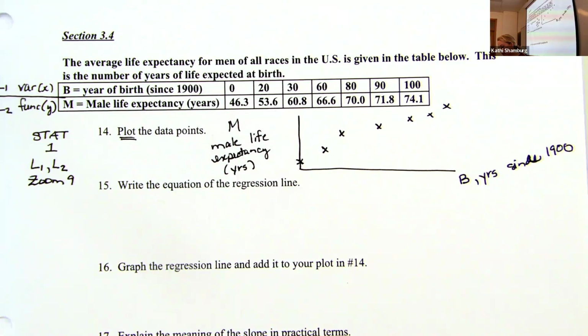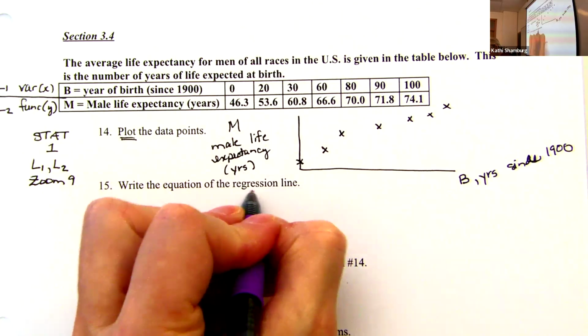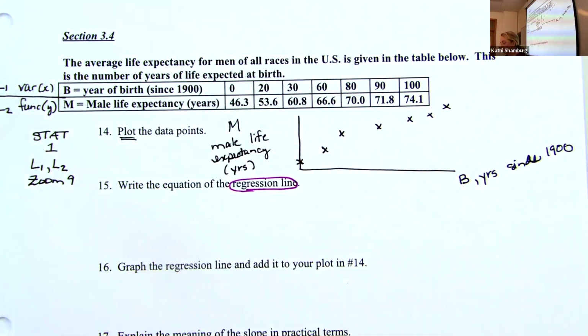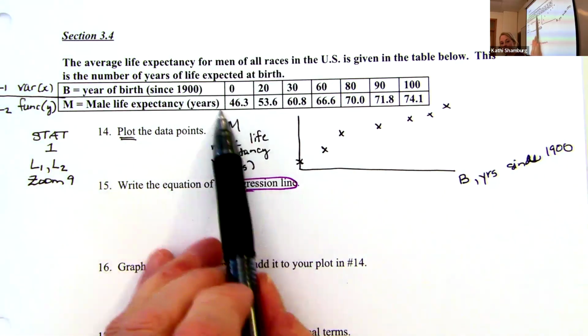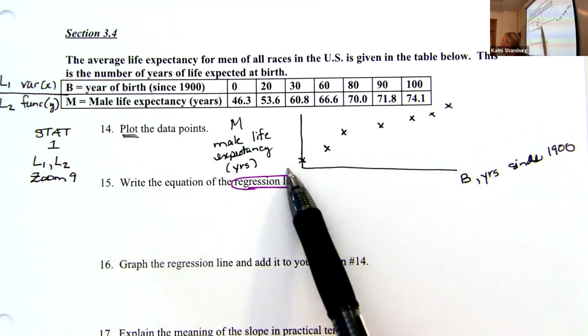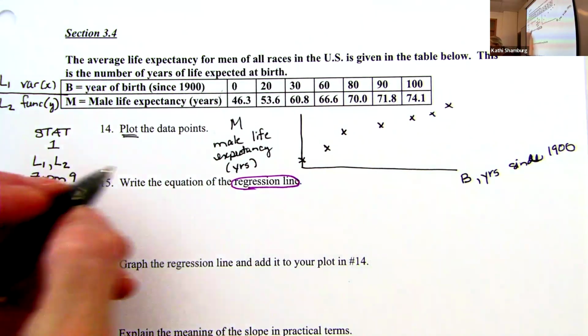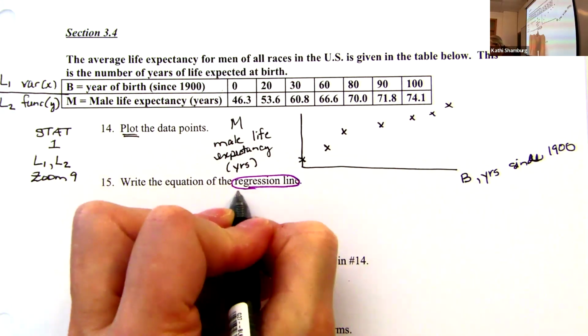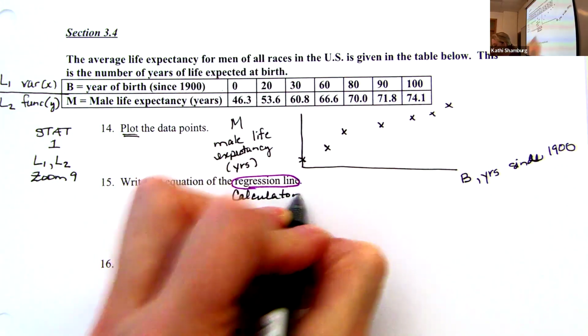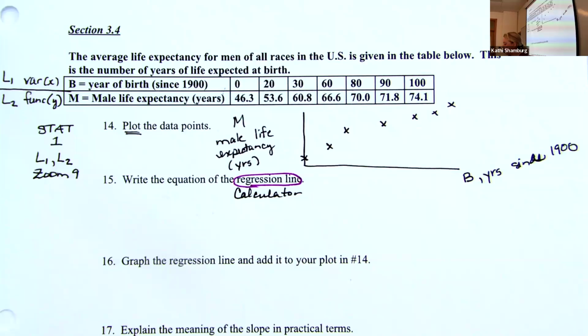Okay, write the equation of the regression line. Okay, you guys, when you see this wording right here, be careful. Do not use this for your initial value, because this is not an exact linear correlation. When you see the regression line, you need to use your calculator to find the information that you need. Okay, does anybody remember what we're going to push?